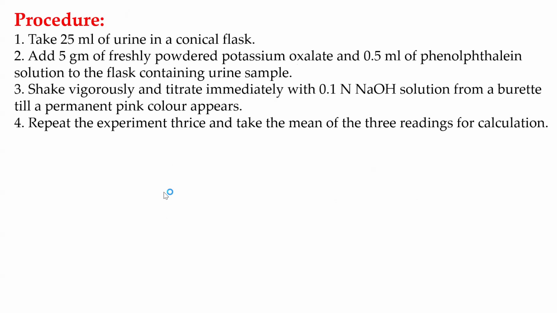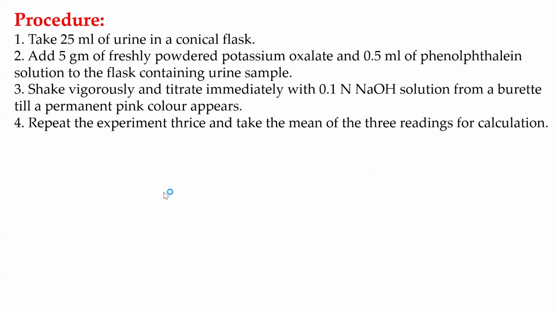And then the procedure: we are to pipette 25 ml of urine into a conical flask, and then we add 5 grams of freshly powdered potassium oxalate and 0.5 ml of phenolphthalein indicator solution to the flask containing the urine sample. Then you shake vigorously, and then you titrate immediately with 0.1 normal sodium hydroxide solution from the burette till a permanent pink color appears. And then you repeat the experiment thrice and take the mean of the 3 readings for the calculation.